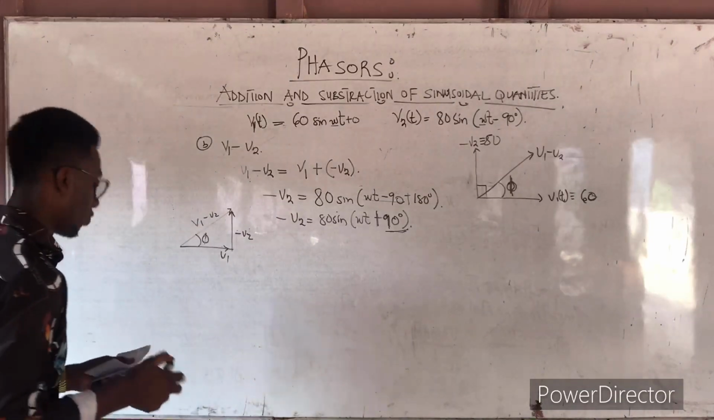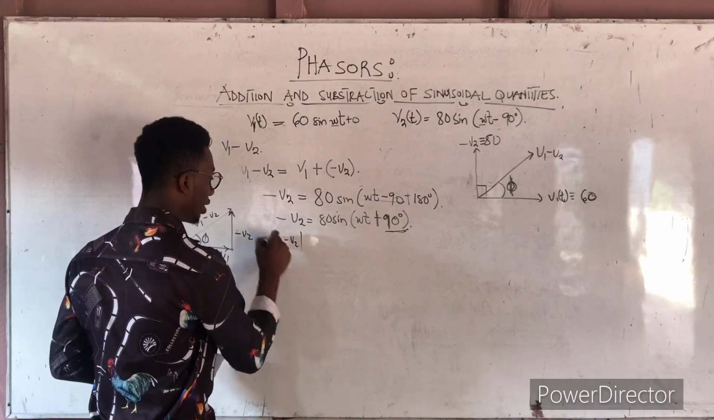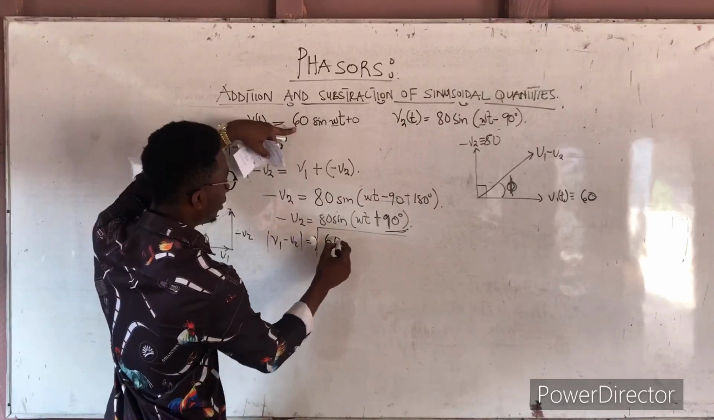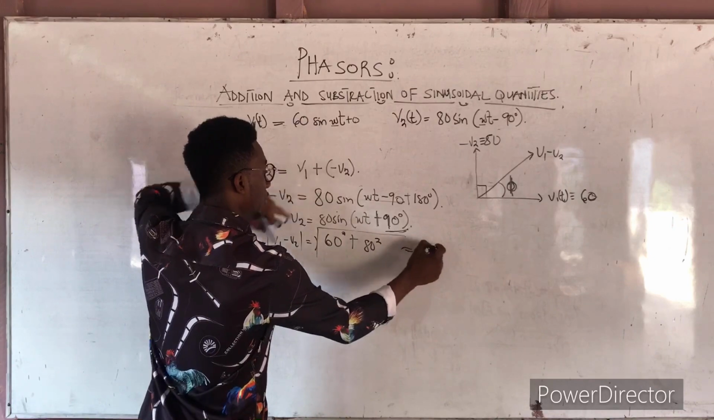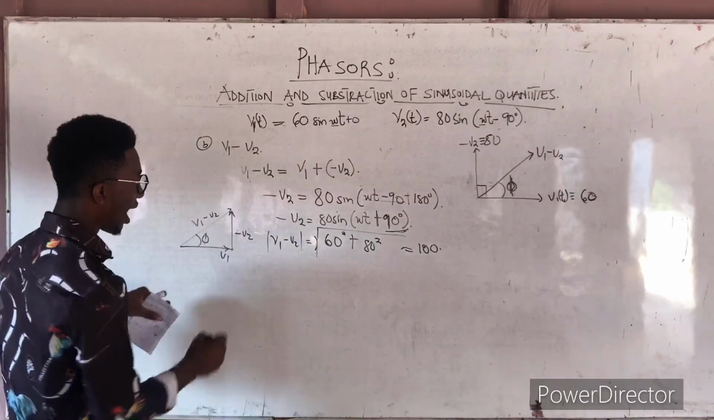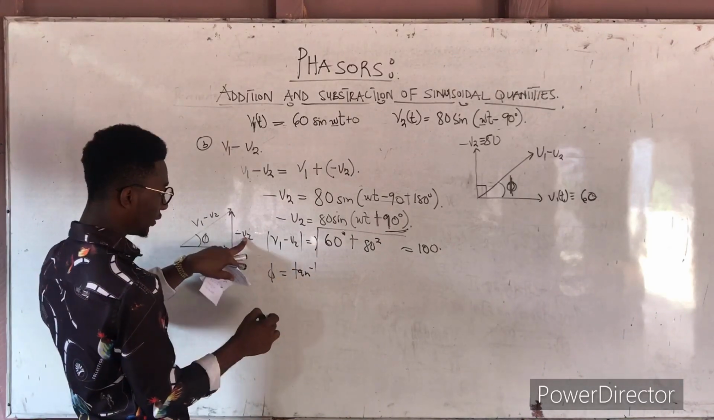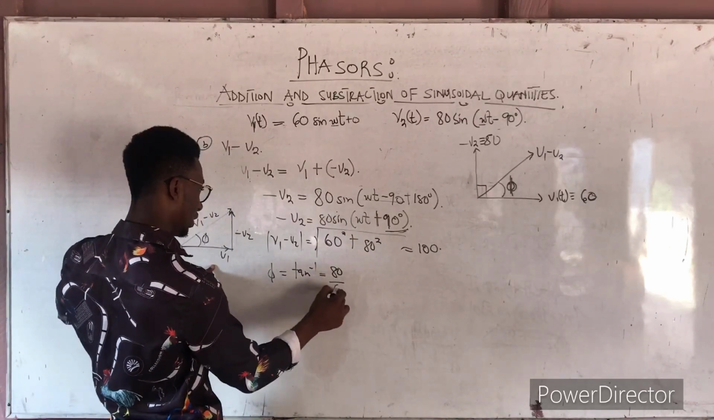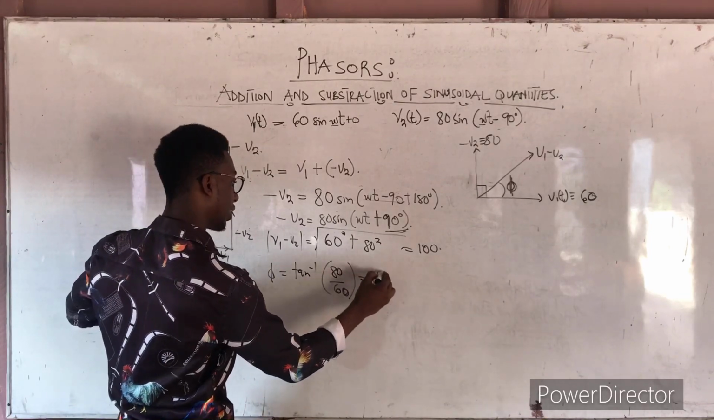Okay. So now, what happens is that we have to find the magnitude. So the magnitude of V1 minus V2 is equal to the square root of the same 60 squared plus the 80 squared. And that will still give you 100. Okay. And now we have to find the angle. So the angle theta here will also be tan inverse of minus V2 over the peak, which is 80 on 60. And that will give you 53 degrees.